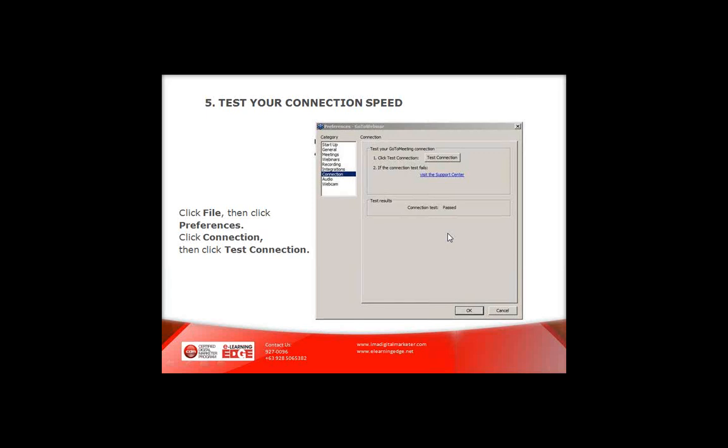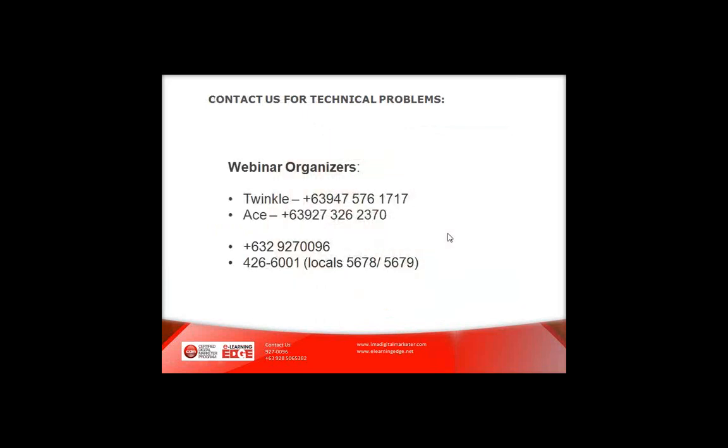Together with Grace Montiel, my co-facilitator, we are just here in the background to assist you. Please be reminded also that this session is dependent on bandwidth connection, so we recommend that you stop downloading, close multiple browser windows, chat windows, or anything that will affect your bandwidth. Also, to test your connection speed, just click File, then Preferences, click Connection, and then click Test Connection. All right. Next slide, please.